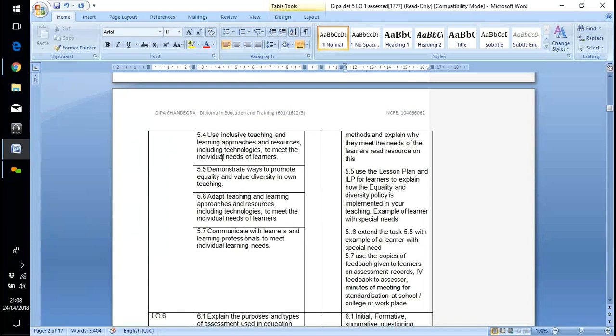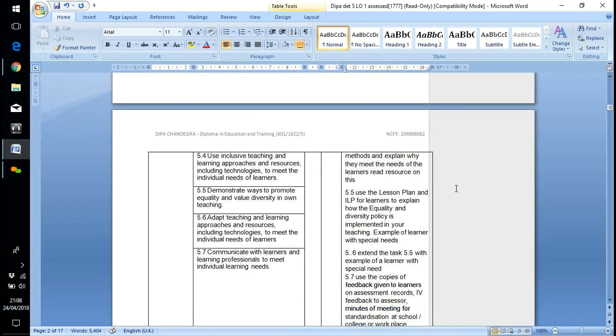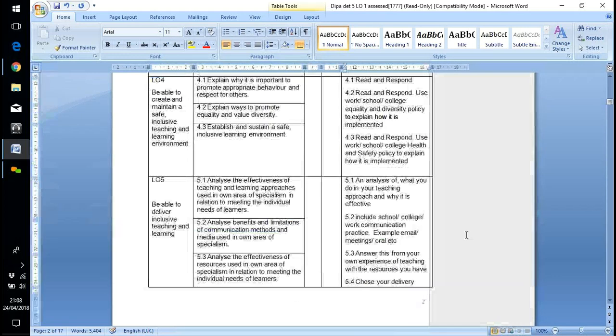Use learning approaches, demonstrate ways to promote equality and diversity, adapt teaching and learning approaches. You can go back to what you've mentioned earlier in some of these, because they are crossover points. Use your lesson plan and your ILP again to explain how the policy is implemented in your teaching. So the earlier work can be used at this stage, and this is why I put this in here, to show what particular evidence you can put together for that.